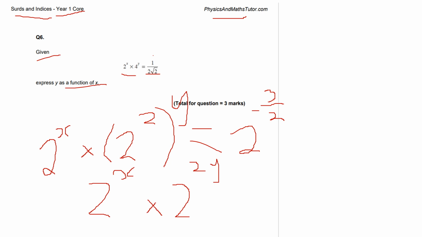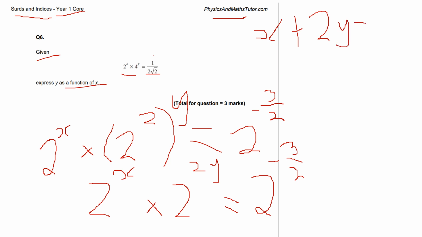Now, the rules of indices state that if I multiply, I'm going to just add the powers. So, I'm going to get x plus 2y is equal to minus 3 halves. Okay, when you compare powers of 2, I get x plus 2y, using the laws of indices, is equal to minus 3 halves. Or I'll write it as minus 1.5 to make it a bit easier.